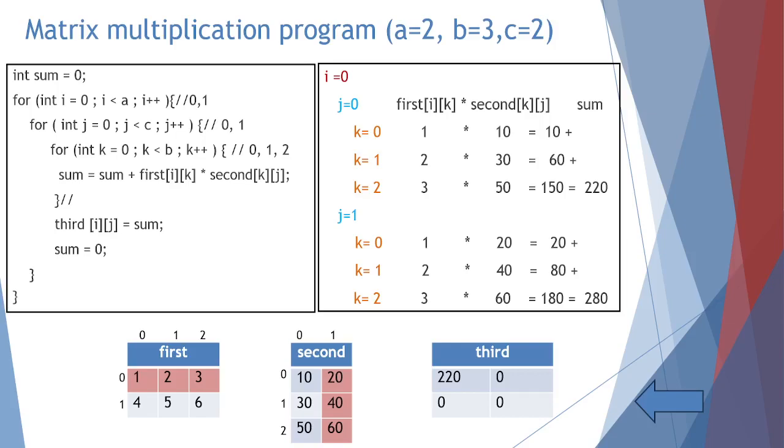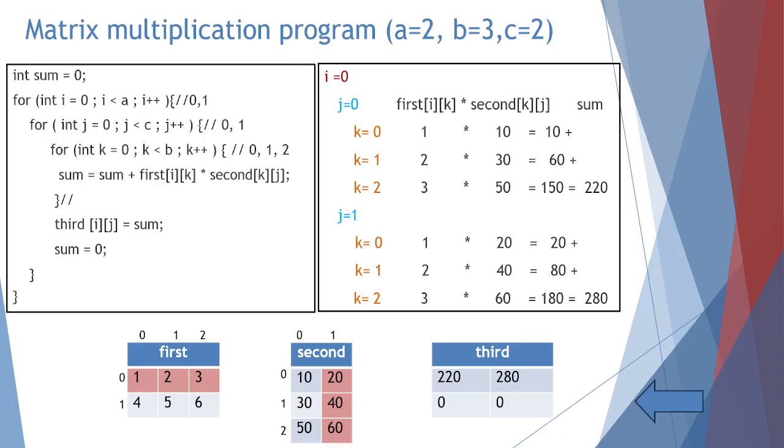And we need to store in third of ij. I is 0, j is 1, 0, 1. This area. 280. So far, 6 times the loop has worked.